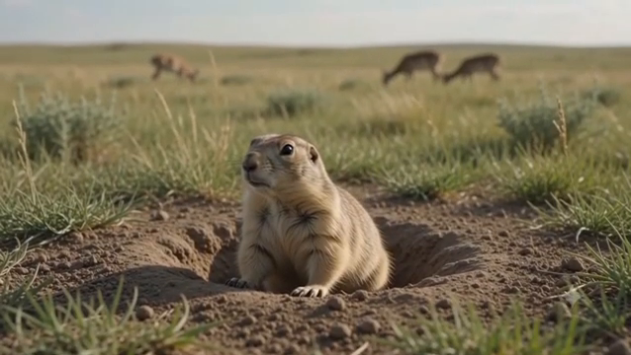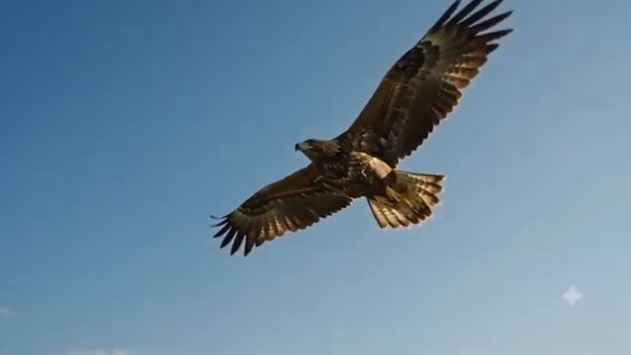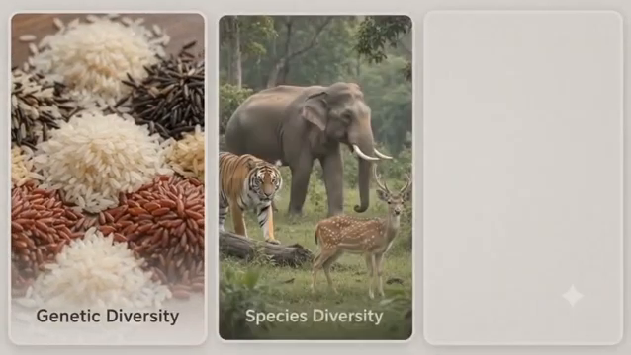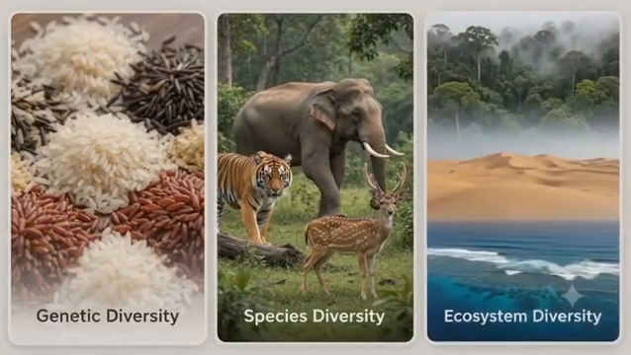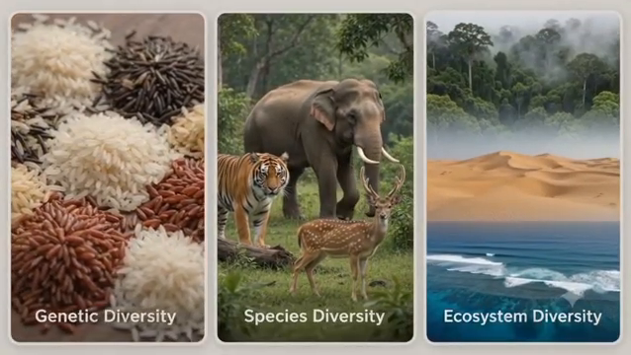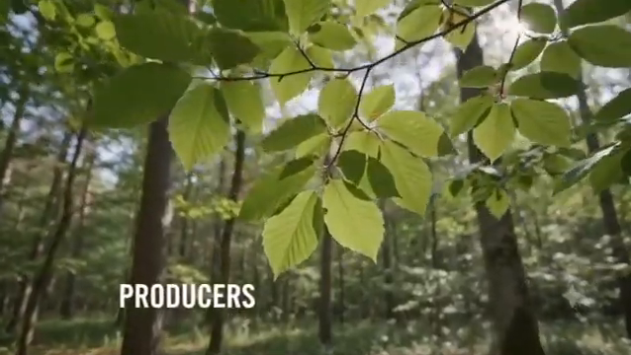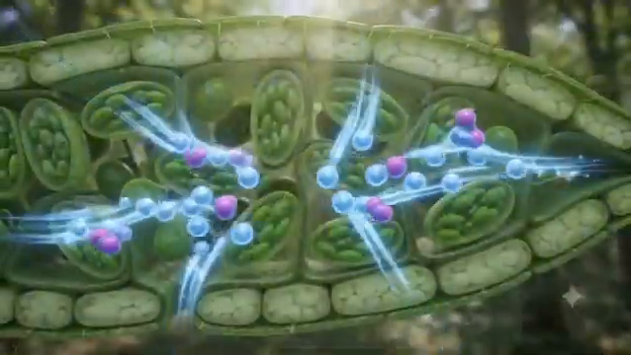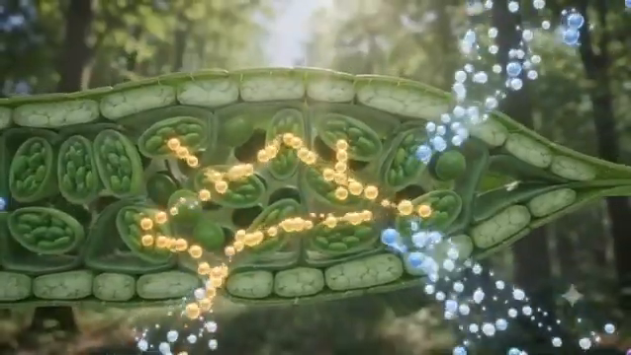Grasslands are dominated by grasses and support grazing animals and their predators. Biodiversity exists at 3 levels: genetic, species, and ecosystem diversity. Producers, such as green plants and algae, make food through photosynthesis.